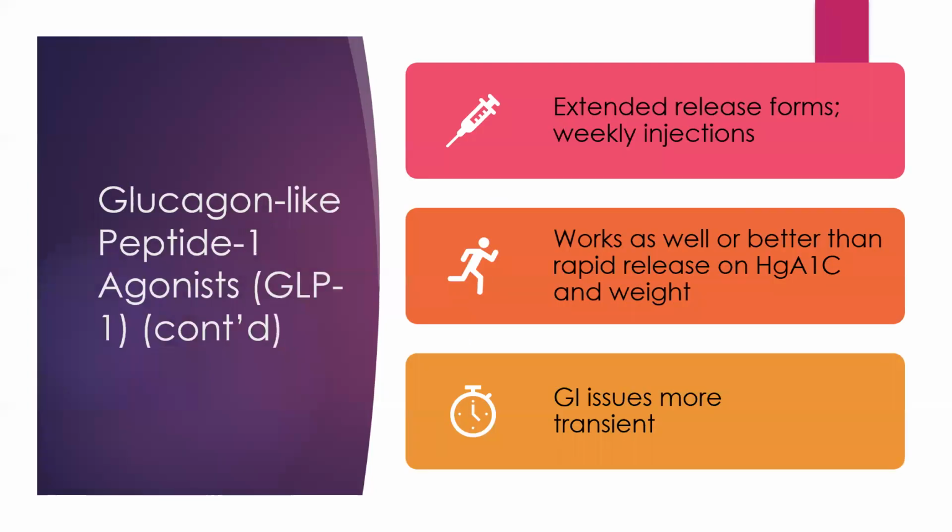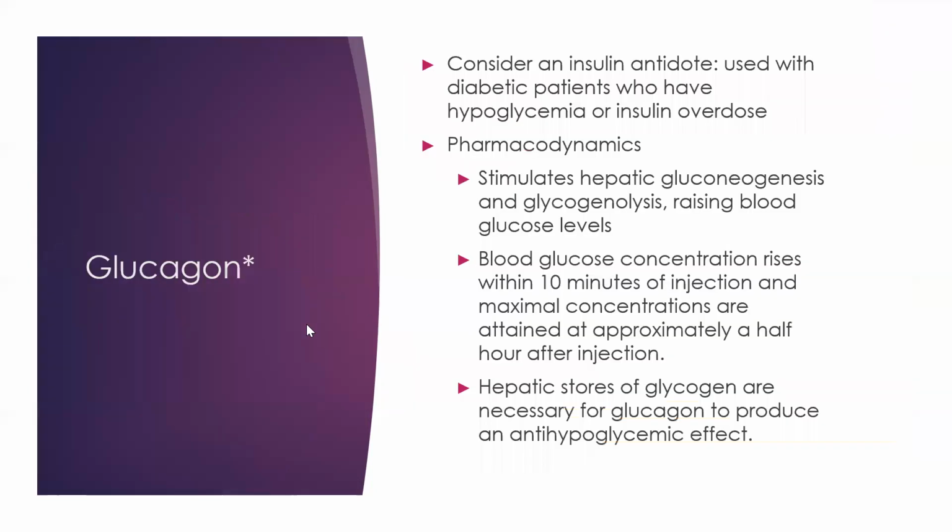All right, so this one we have extended release that the patients can do in weekly injections, which is a nice benefit for them. This is going to work better than rapid release on A1C and weight, but the GI issues that do happen are often going to be transient. So it's kind of hard to tell our patients when they can expect those to happen.